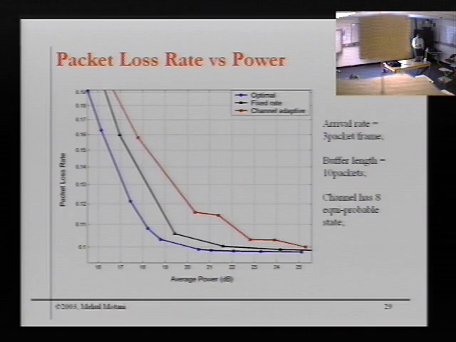But smart channel inversion says that I don't transmit when I don't have data. Otherwise, you just invert the channel to maintain a fixed SNR. And you have to choose, so how do you choose what rate to adapt the channel? The average power constraint.